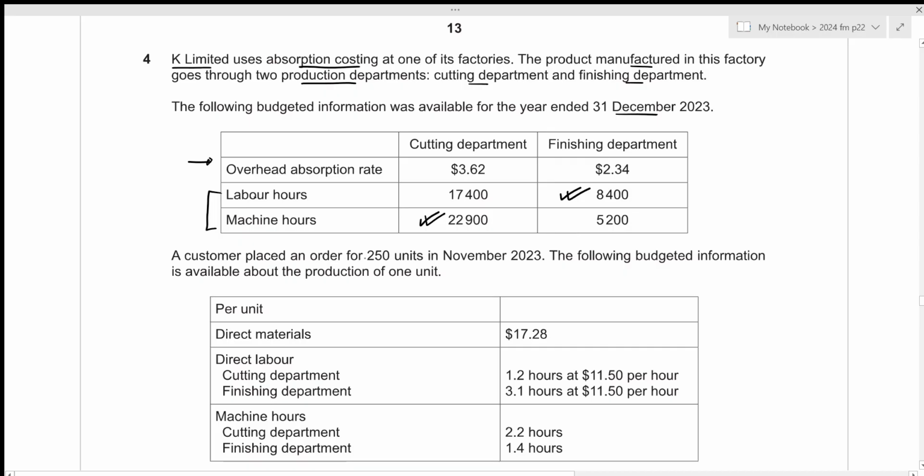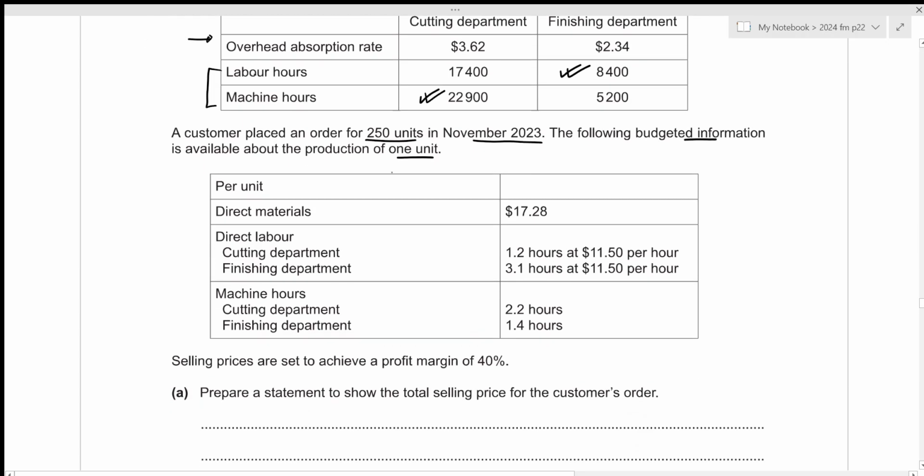Then a customer placed an order for 250 units in November 2023. The following budgeted information is available about the production of 1 unit. So we have been given the per unit direct material cost, direct labor cost for each of our department, and we have been given the machine hours. So this will be utilized when calculating our overheads for both the departments. Then we are told that the selling prices are set to achieve a profit margin of 40%. This profit margin of 40% will be utilized in order to calculate the selling price.